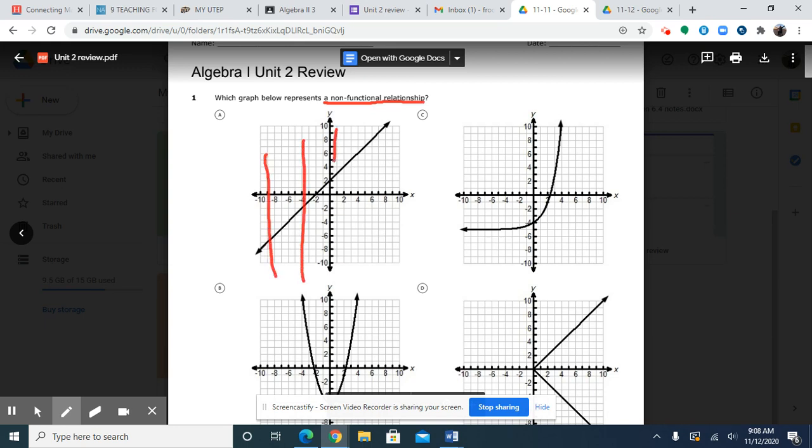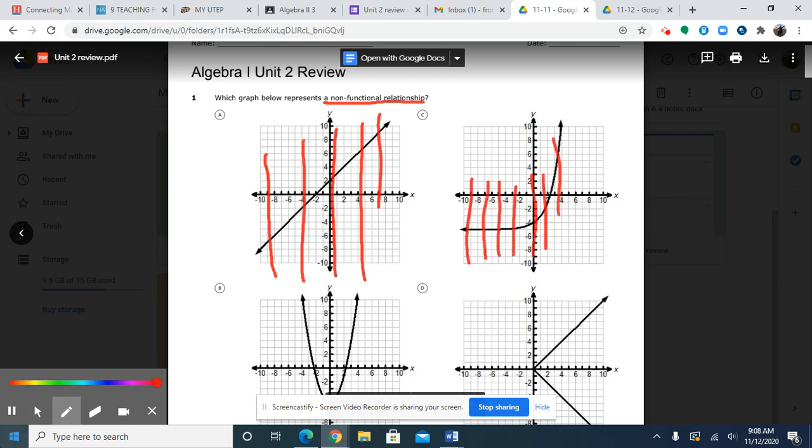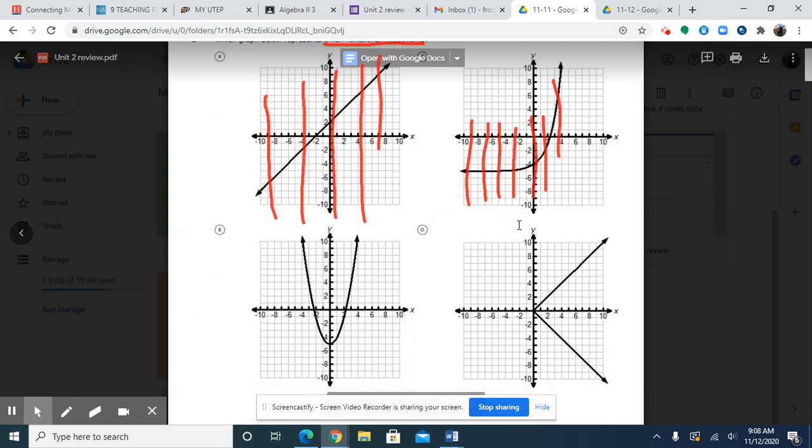So you would have to draw as many vertical lines as possible. And if none of them ever touch 2 points on the graph, then we can say that it is a function.